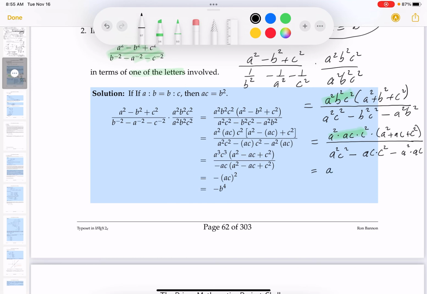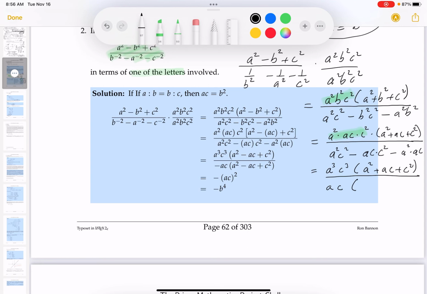And what do you get? A cubed, right? C cubed. And then what do you get? You get a squared plus AC plus C squared. Now the bottom, I'm looking at the bottom. I'm going to factor out, I guess I could factor out an AC, right? And what would you come up with? Let's see if I can do that.